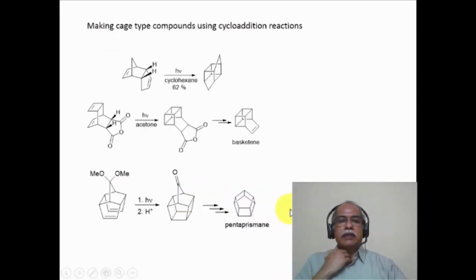These are some interesting examples of how to make caged compounds using cycloaddition process. Caged compound representations are given here. This is bis-homocubane. If these two methylenes are not present, then you would call it cubane. If you form a bond between these two carbons here and these two carbons, that would be cubane. This is 2 carbons more than cubane, so it is called a bis-homocubane.